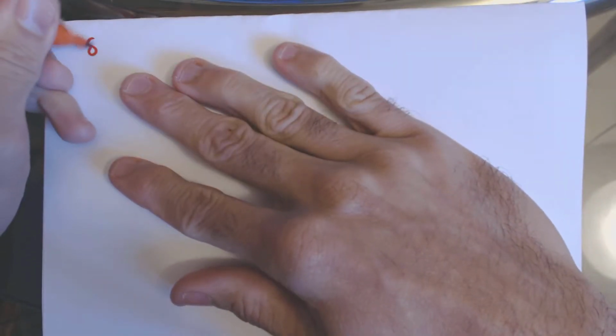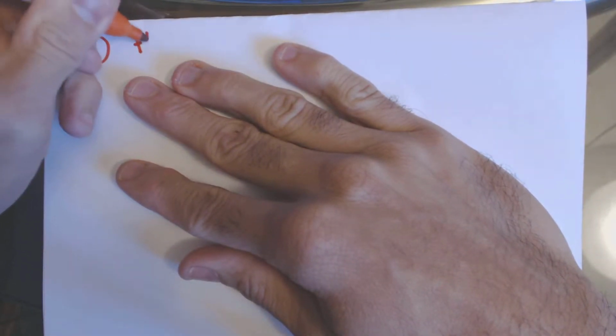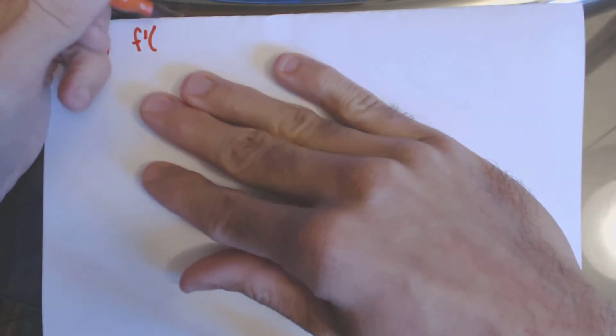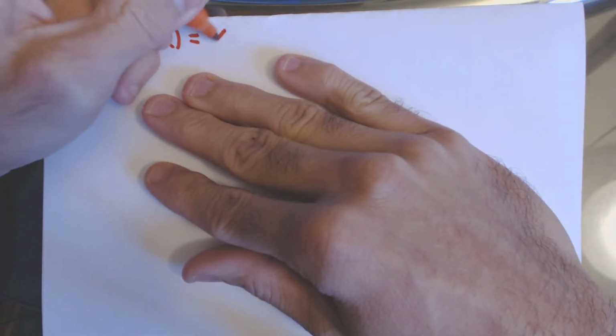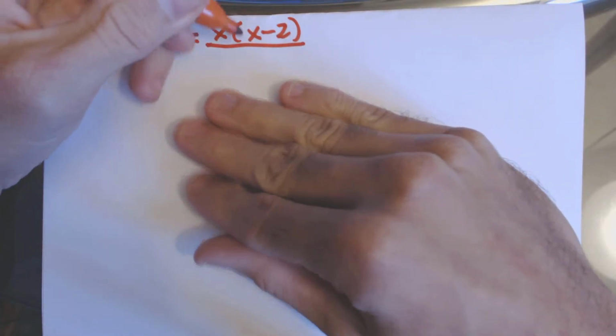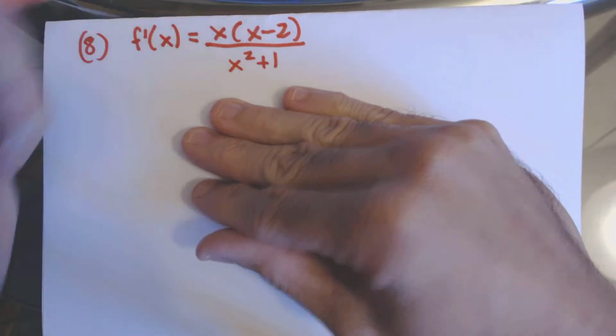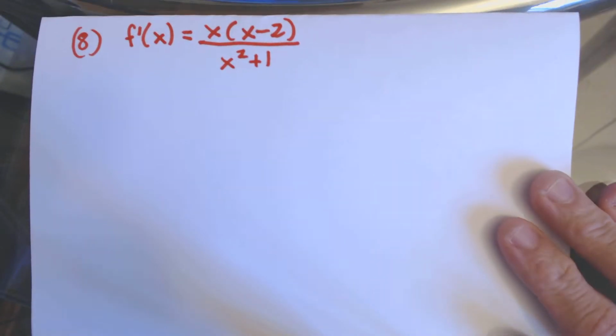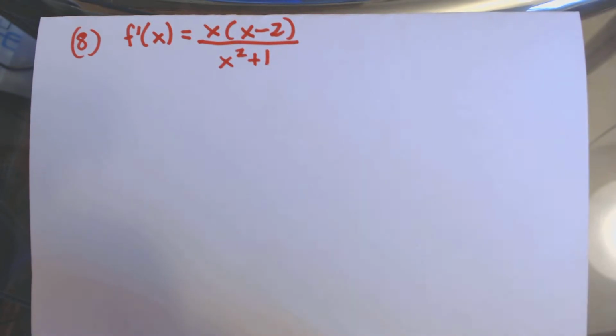All right, we are continuing on with section 13.1, and we are doing problem number 8 now. So we are given the derivative f prime of x equals x times (x minus 2) over (x squared plus 1). So we're to identify the critical values, and then we're to determine what intervals the function might be increasing or decreasing on.